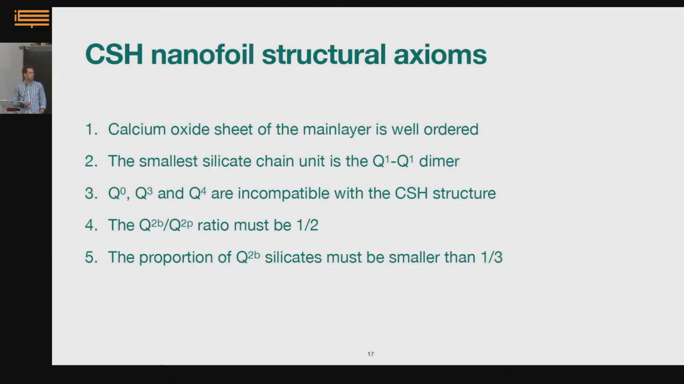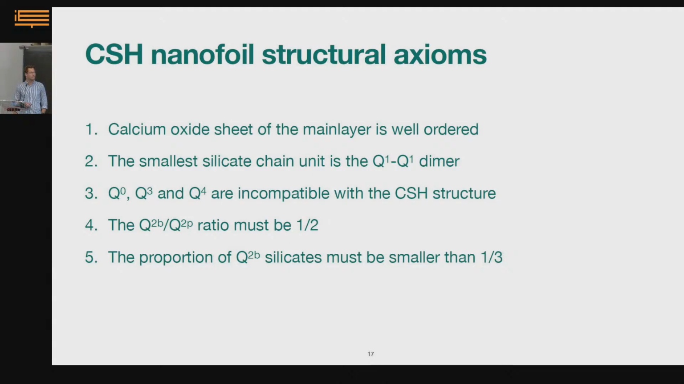Q0s, because we don't see them, because then one of the silicates of the Q1 dimer would be missing. Q3, like I said, stacking disorder prohibits it. And Q4s, I don't even know how you could put it in, because it's just the structure that prohibits it. Then the second is the ratio between the bridging sites and pairing sites of silicates must be 1:2.